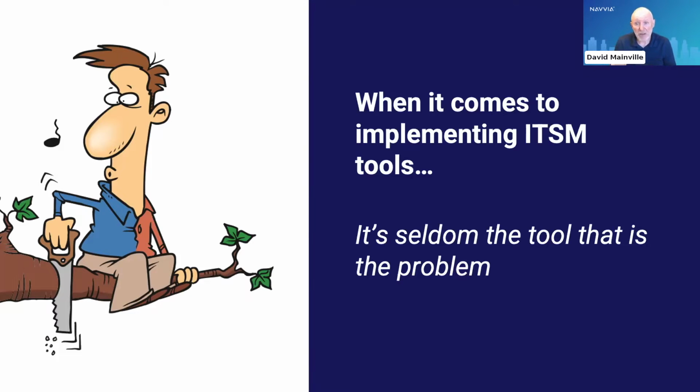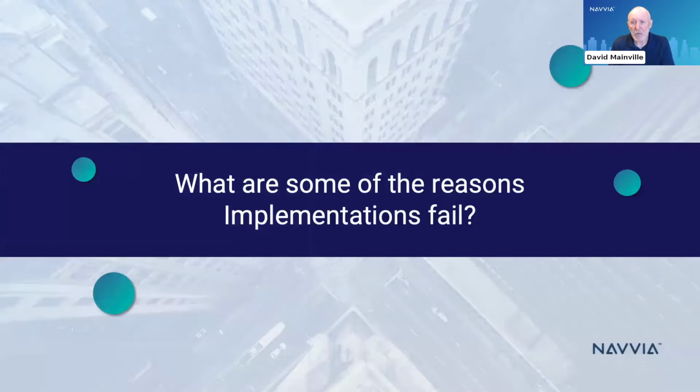Things like lack of process definition, lack of planning, not understanding the requirements. So what I want to do is throw it out to you folks, and share with me some of the things that you feel are the reasons ITSM implementations fail. I'd appreciate if you guys in the chat just throw out some of the things that you've seen. I'll read through the list here, and I can provide some feedback to you.